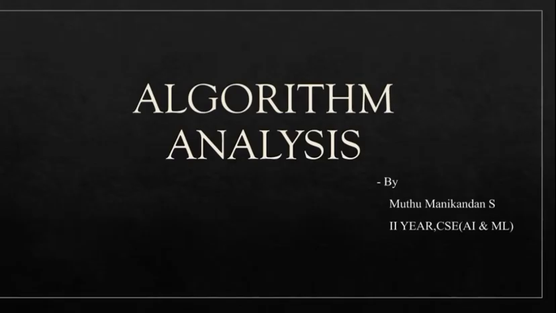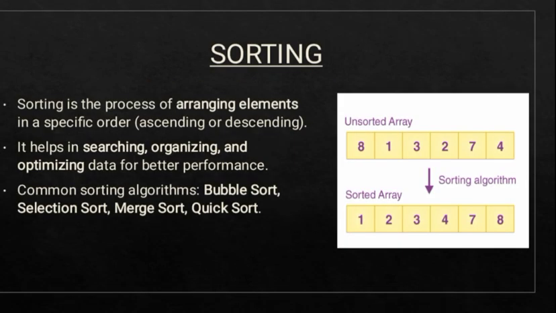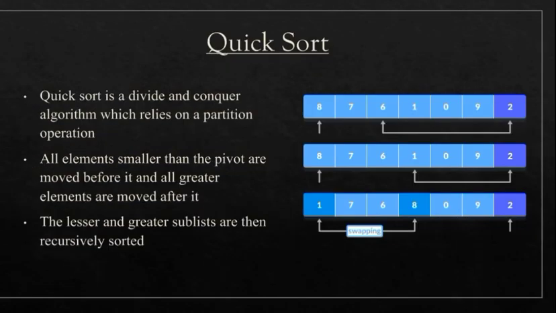Today my presentation is about the quicksort algorithm. Before explaining the quicksort algorithm, let's first see what sorting is. Sorting is nothing but arranging the elements in a specific order, either ascending or descending. It helps in searching, organizing and optimizing the data. Some sorting techniques are bubble sort, merge sort and quicksort.